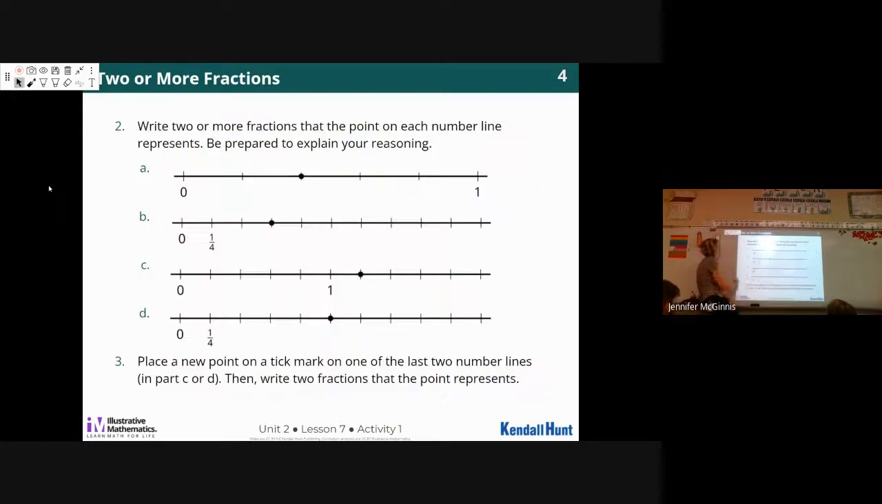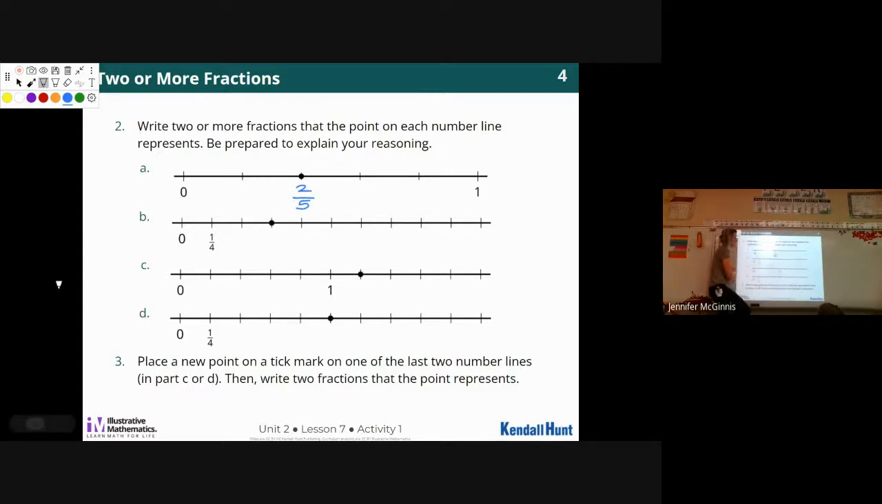All right. Now, write 2 or more fractions that the point on each number line represents. We're not going to do all of these. We're just going to do one because we've been talking about number lines a lot, and today in our review slide, we talked about number lines a lot. So what does this point represent? Who can tell me what the point represents? Olivia? 1, 2, 3, 4, 5.